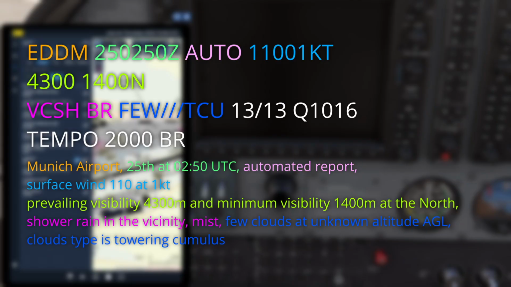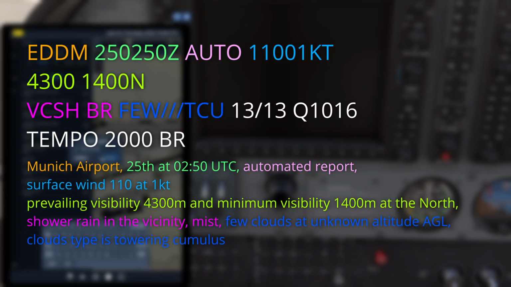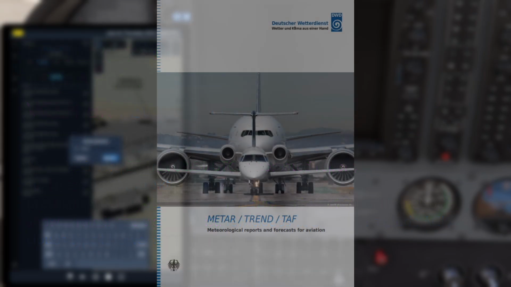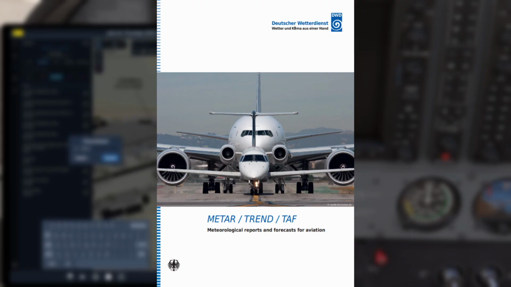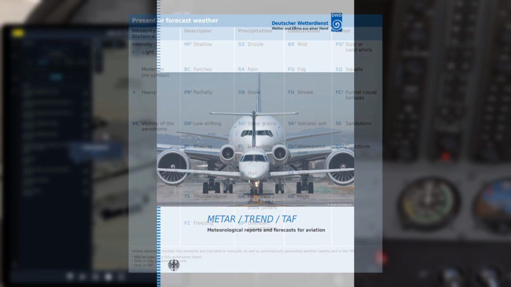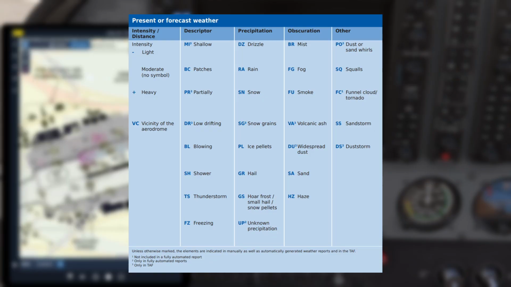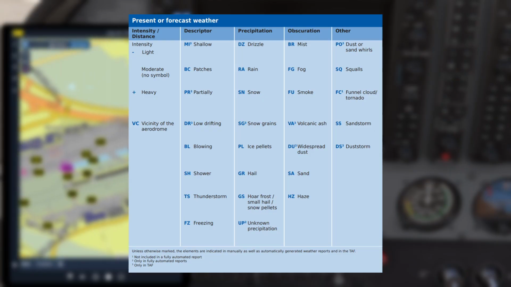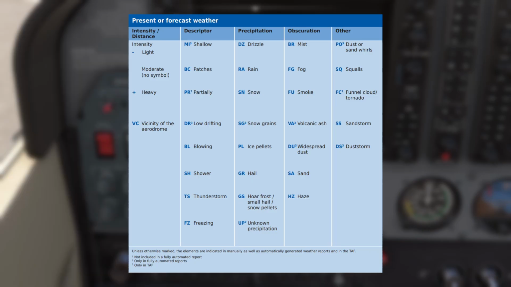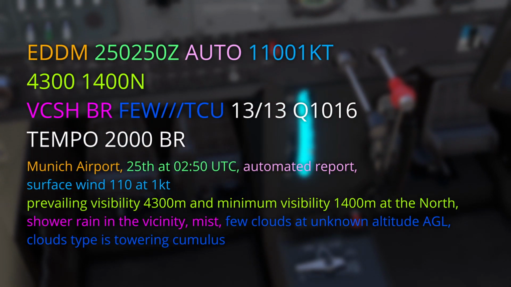After that, we may also have some additional weather and clouds information. For the abbreviation of different weather, you can check this METAR flyer by Deutscher Wetterdienst online for free. Shower, rain, thunderstorm, and maybe also fog, they are commonly used. Remember them so you don't need the conversion table next time. For the clouds, they are measured in octa scale.